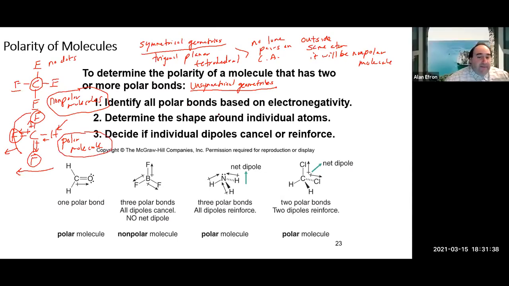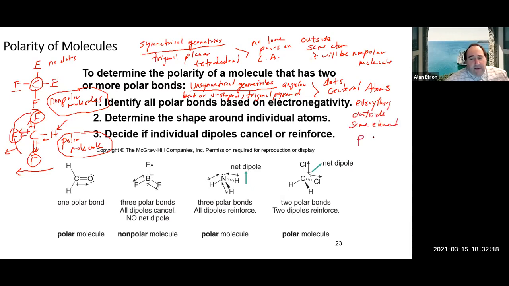Now, if we look at unsymmetrical geometries, these are things like our bent, our V-shaped. These are things like our trigonal pyramid. These are things like our angular. What do these guys have in common? Well, these guys have in common the fact that there are dots on the central atom. And if you draw one of these guys and there's dots on the central atom and everything on the outside is the same atom or element, it will most likely be a polar molecule.